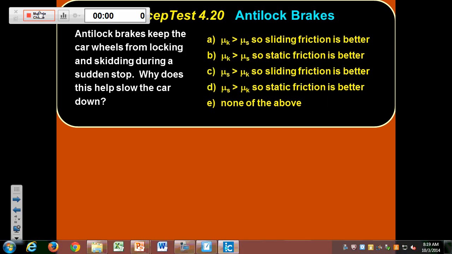Okay, anti-lock brakes keep the car wheels from locking and skidding during a sudden stop. Why does this help slow the car down? Why does an ABS system help your car stop? Here, sliding is referring to kinetic friction, and static, of course, is static friction.